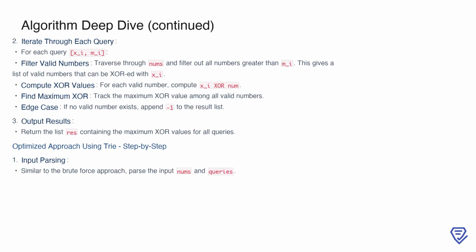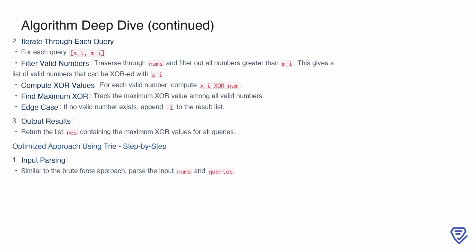To process each query, we iterate through the list of queries. For a given query, x_i, m_i, we start by filtering out numbers from nums that are greater than m_i, creating a list of valid numbers that can be XORed with x_i. Next, for each valid number, we compute the XOR value x_i XOR number and track the maximum XOR value obtained. If no valid numbers exist for the current query, we append -1 to the result list to indicate this. After processing all queries, the result list res will contain the maximum XOR values for each query.